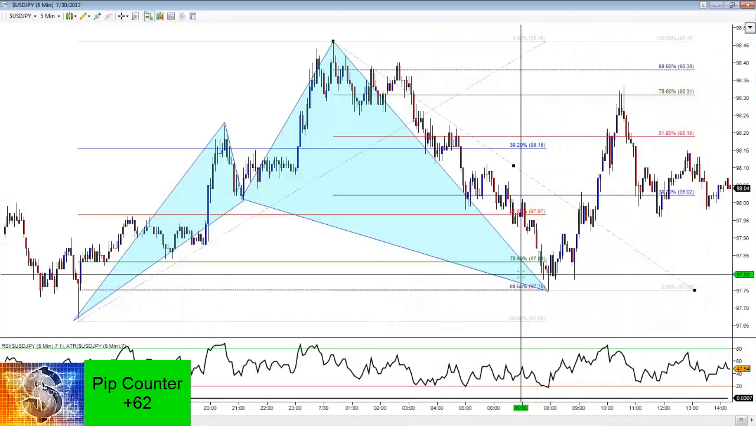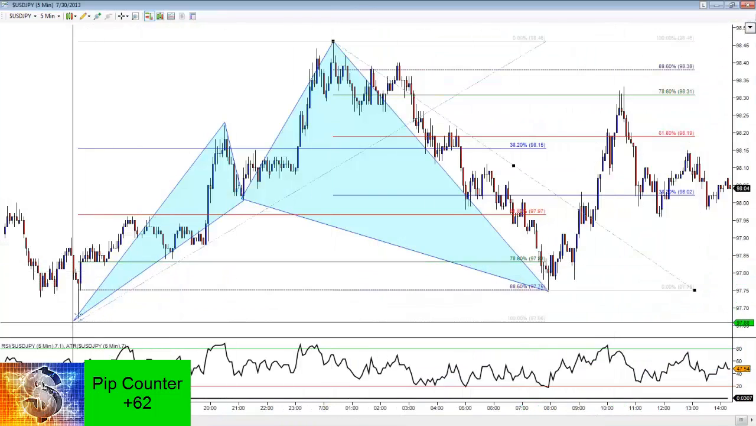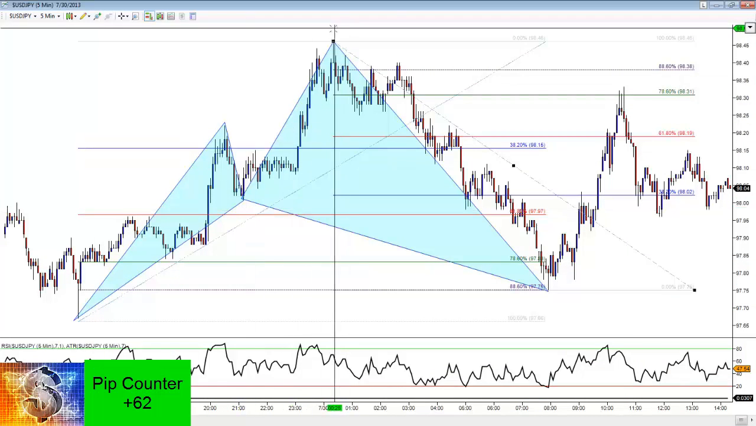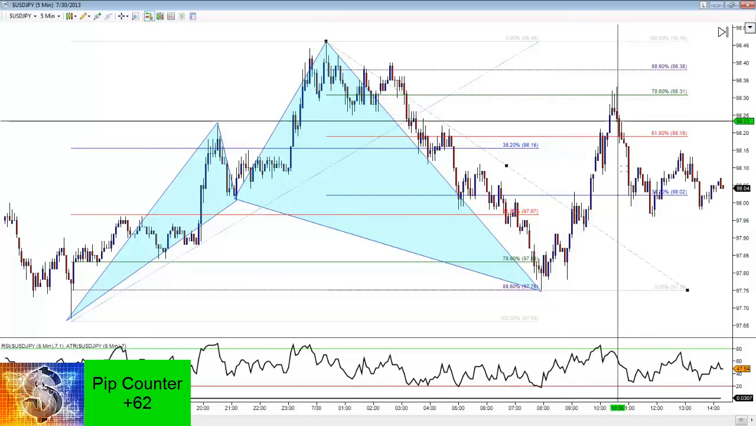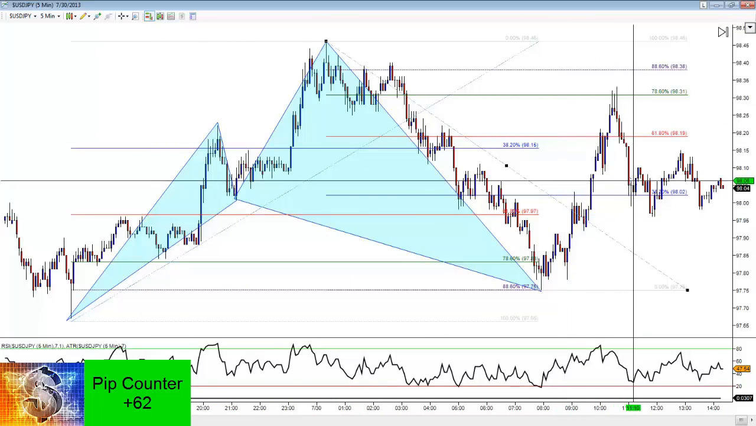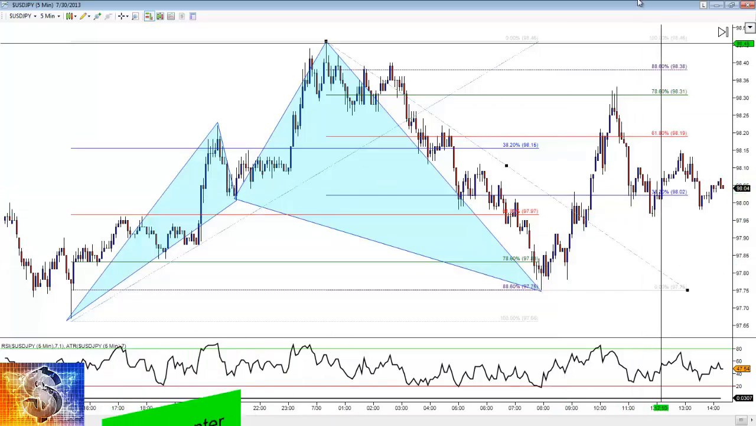There was dollar yen, another cipher pattern: X to A to B, B to C, C to D. This one a little harder to identify, but again, a 2 target winner. Looking at about 50 pips total on this trade.